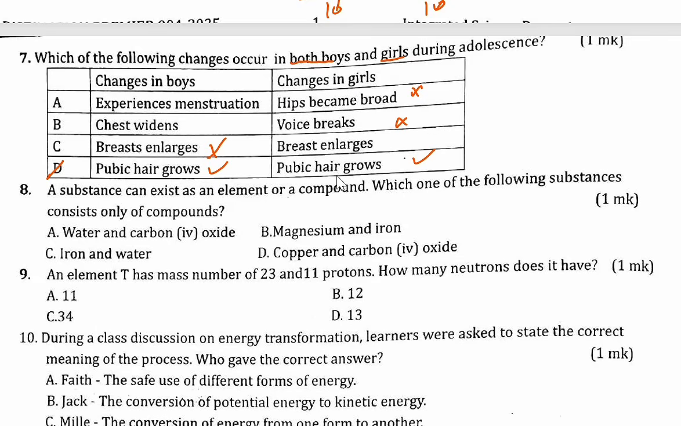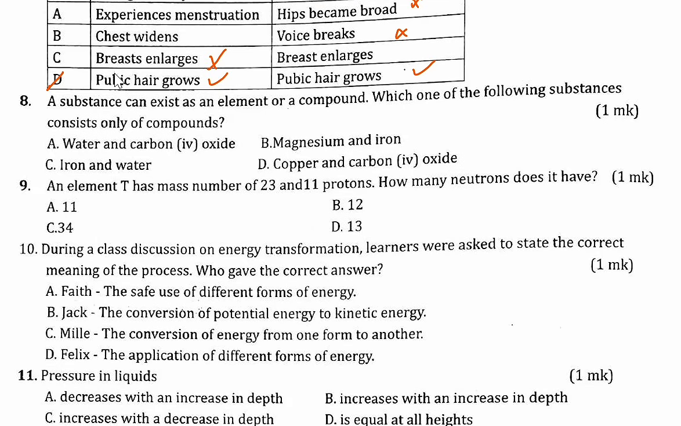Number 8, a substance can exist as an element or a compound. Which one of the following substances consists only of compounds? So a compound has 2 or more elements. So this means it is combined, it has 2 or more elements. A good example is water. We know that the symbol for water is H2O.